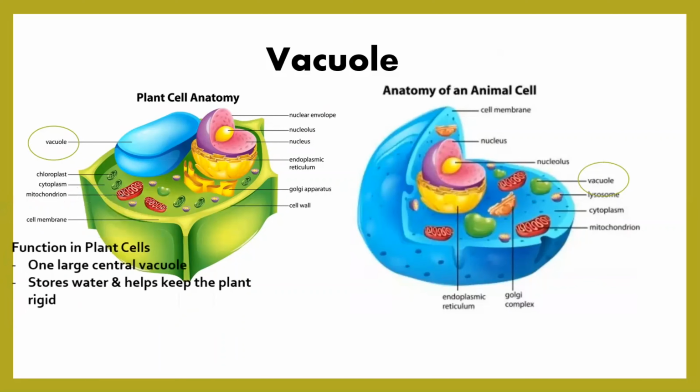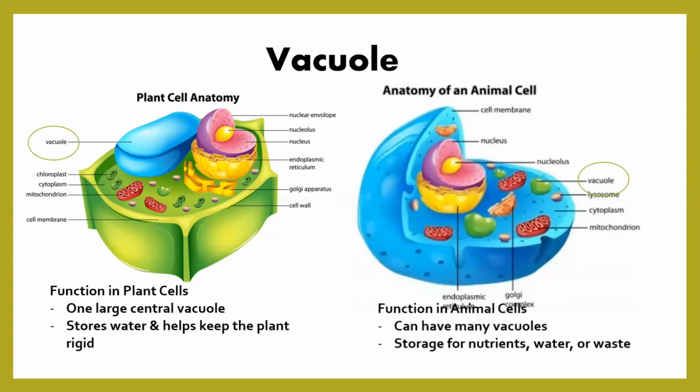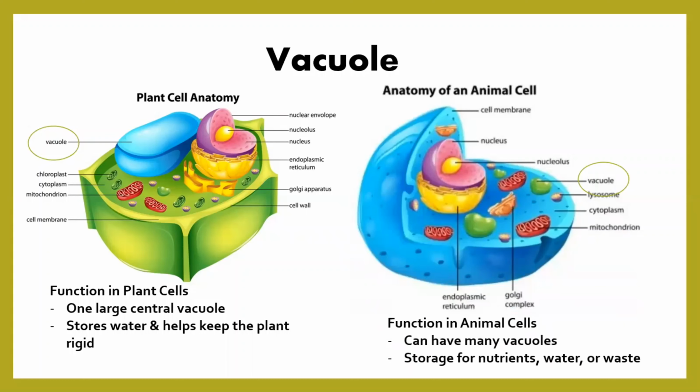To dive deeper in, my function in a plant cell is that I am one large central vacuole, and I store water that helps the plant maintain rigidity. And in an animal cell, I tend to be a lot of vacuoles, and they're smaller, and I focus on storing nutrients, water, or waste. I like to think of myself as being a pretty cool organelle, and I hope you think so too.